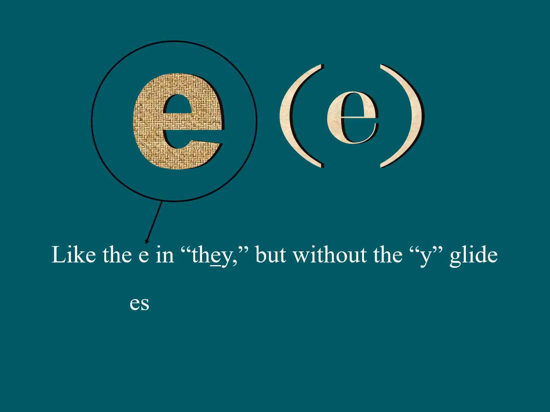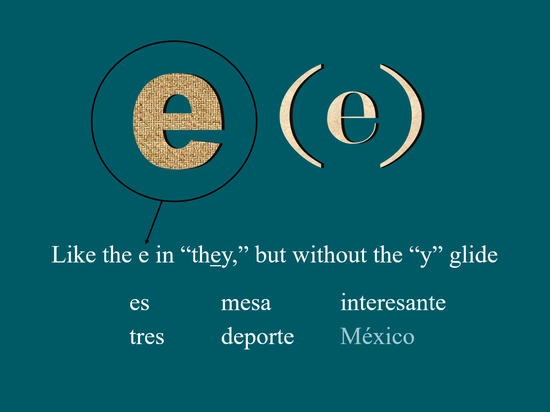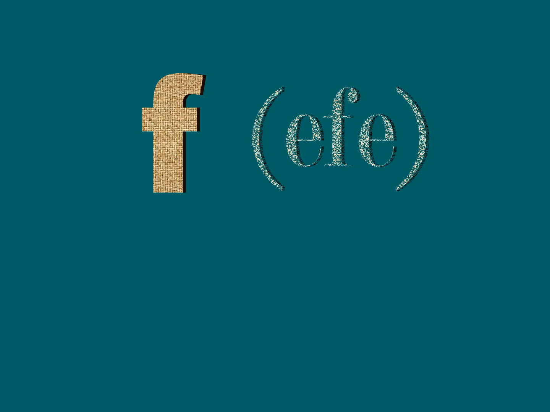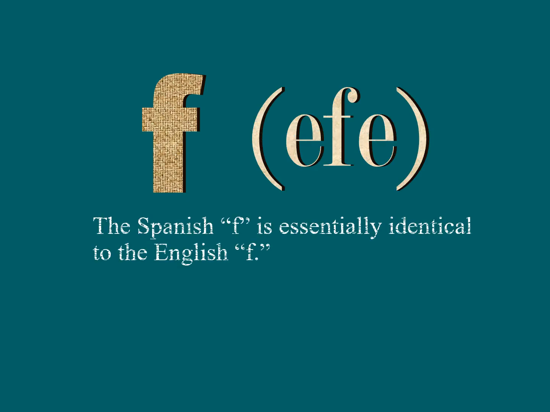E, like the E in they, but without the Y glide. Es, tres, mesa, deporte, in Mexico. F, or efe. The Spanish F is essentially identical to the English F. So, Fernando, teléfono, flan, friend.